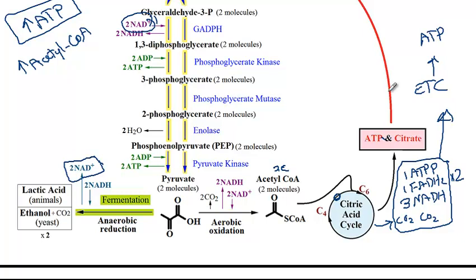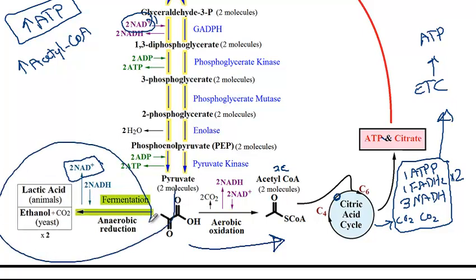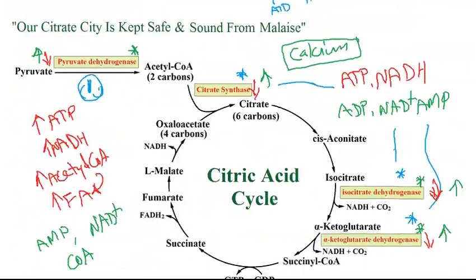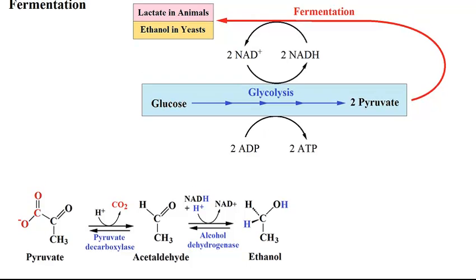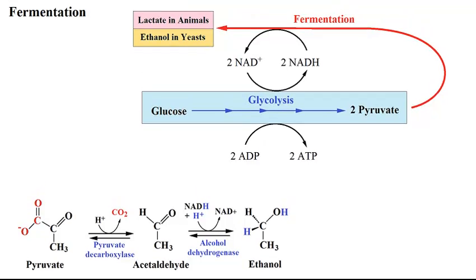And here we've shown you that if there is oxygen, the pyruvate will undergo aerobic oxidation. Now what if there is not enough oxygen? So therefore the pyruvate molecule has to undergo anaerobic reduction through the process called fermentation. All right, now let's discuss fermentation. So tell me again, remind me, what was the purpose of fermentation?